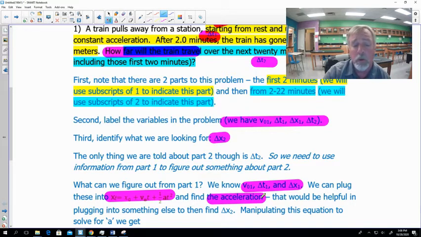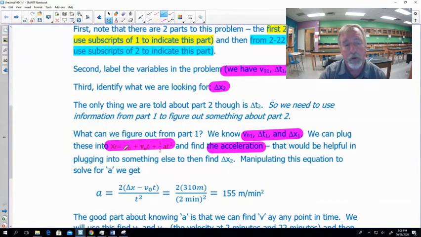That acceleration is going to be really helpful. We're going to use that along with our delta t2 to find our answer for our delta x2. I just manipulated this equation, xf equals x0 plus v0t plus 1/2 at squared, and I'll leave that part of the math to you if you want to explore it. It comes to a equals 2 times the quantity of delta x minus v0t, divided by t squared.